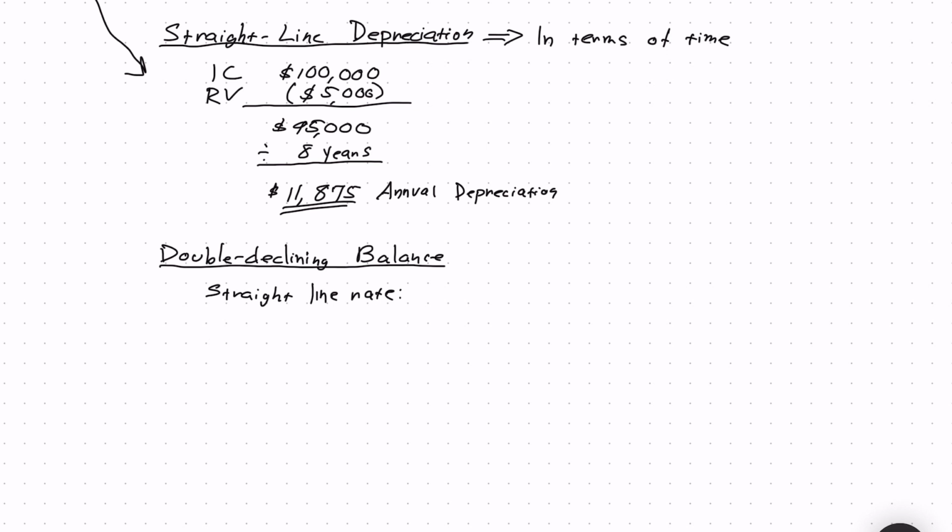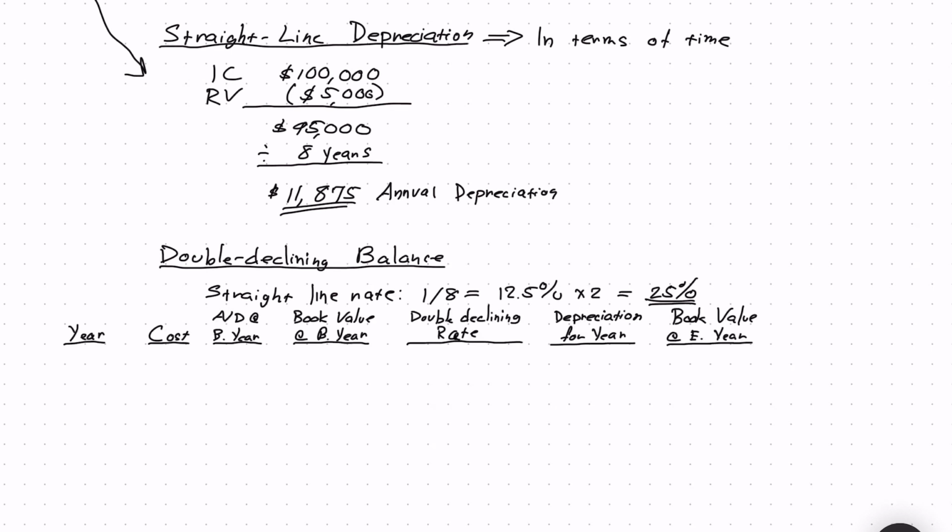And to figure out our straight line rate, we're going to take the number 1 and we will divide it by how many years of useful life. We in essence get 12.5. This would be percent. And then, as the name implies, double declining, we are going to double that. So we are going to have a 25% double declining rate. Now we're going to go ahead and set up a chart.